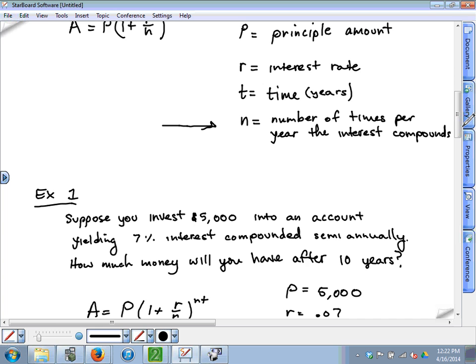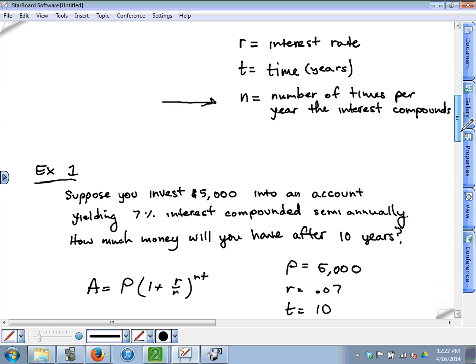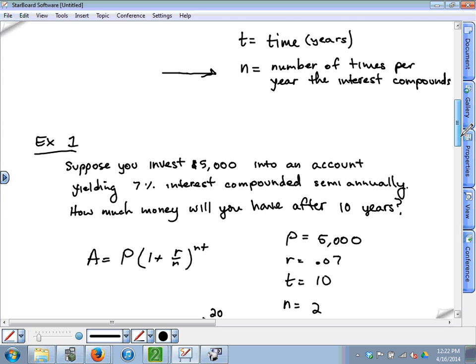How many years? That's an easy one. Why am I asking so many easy questions? T equals 10. Ooh, here's a tough one. What's the value of n? 2. N equals 2. So these are all the values you need. All you got to do is plug them into the formula. Easy.